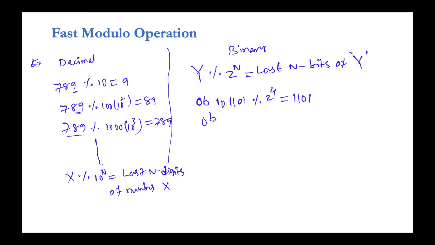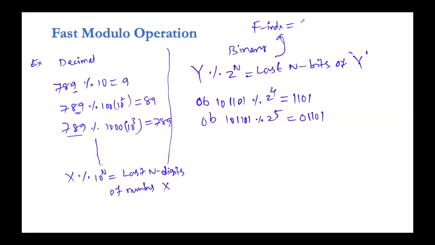Suppose I take the binary number 101101 modulo 2 to the power of 5. That means the last 5 bits will be taken, that is 01101. So what I mean to say is that we are doing this modular operation to find the frame index.